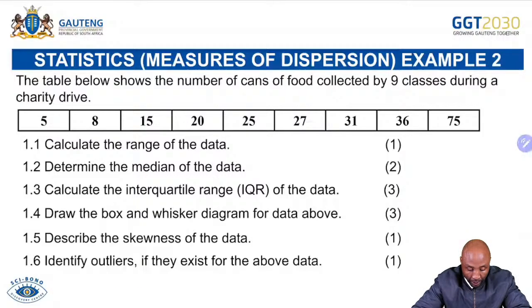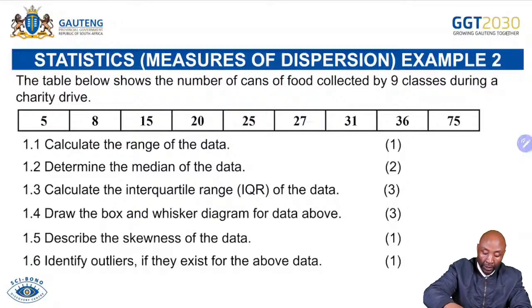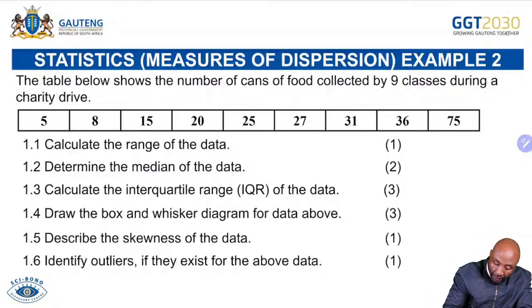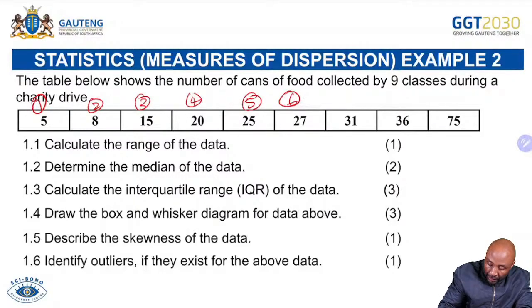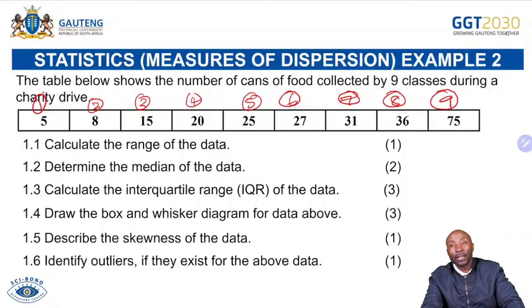Welcome back, our grade 12s. Now, we are given the table that shows the number of cans of food collected by 9 classes during a charity drive. Now, how many data items are we having? We are able to see that this is our data item number 1, number 2, number 3, number 4, number 5, number 6, number 7, number 8, number 9. I'm circling the positions so that we don't take those as our data values.